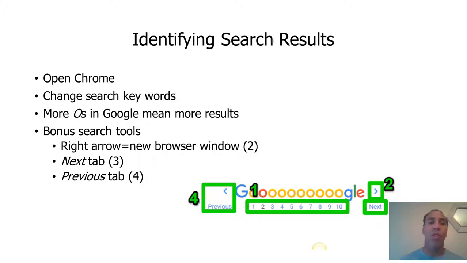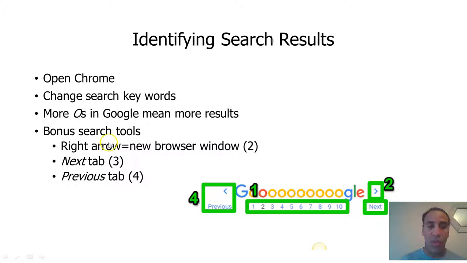Identifying search results. So open Chrome, change search keywords. More zeros in Google means more results, right? Yeah, so just like that. And you see all these, 1, 2, 3, 4, 5, 7, 9, 10. Those are all the different results. If you say hamburgers, you're going to get a whole bunch of results. If you say hamburgers with anchovies in Southern California and Huntington Beach, then you're going to get fewer results.